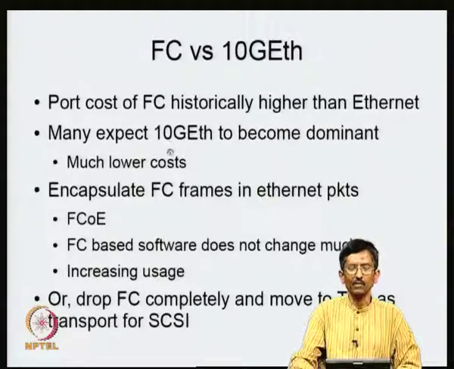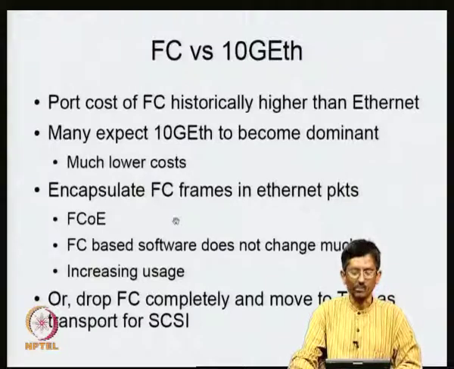So, when the transition happens, you might be able to easily encapsulate fiber channel frames in Ethernet packets. This is what is called FCoE. The advantage of this model is that since a lot of the enterprise storage is based on fiber channel, the software does not have to change. All you have to do is change some of the switches and some of the adapters. So a lot of people believe that this might actually happen. You can see increasing usage, but it's too early to say what is going to happen.